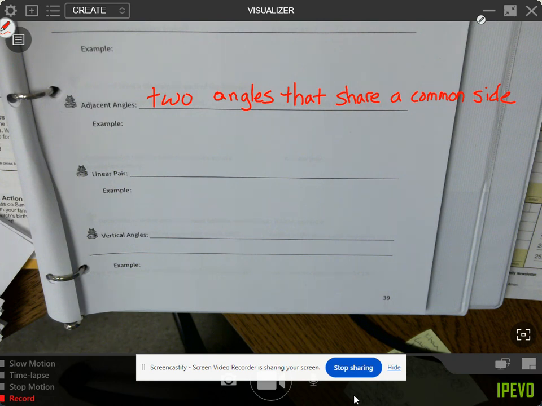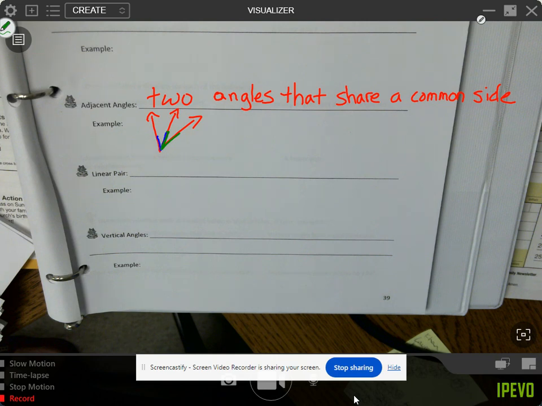So when we were talking about the complementary and supplementary, and I kept saying they don't have to be next to each other. If they are next to each other, it means that they are adjacent. So we have this angle right here shares this side with this angle. They share a side. They are adjacent. They're next to each other.